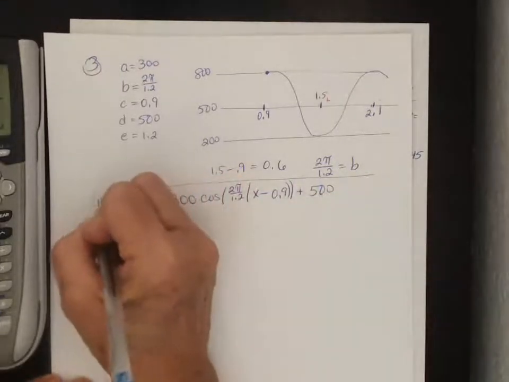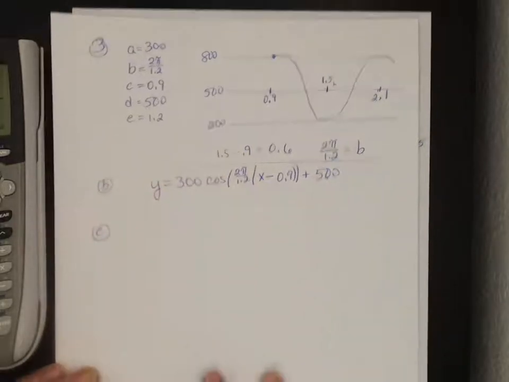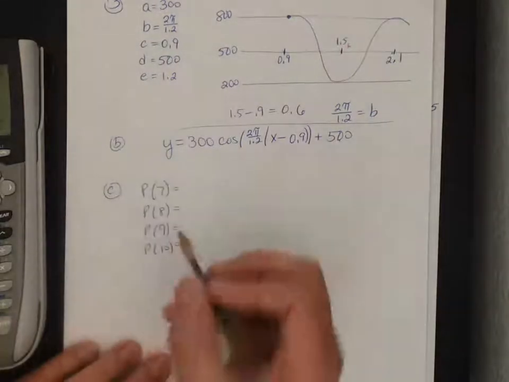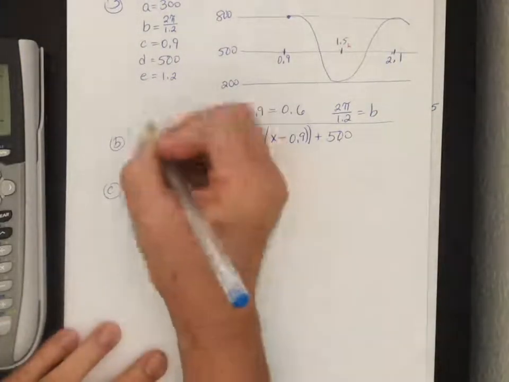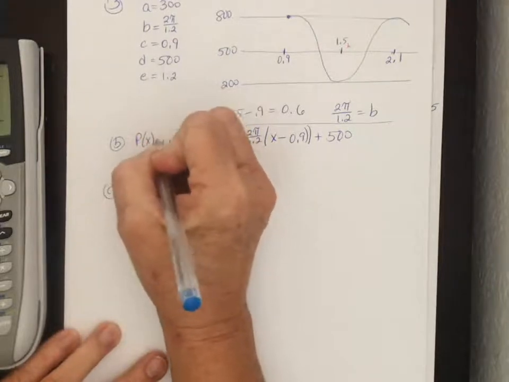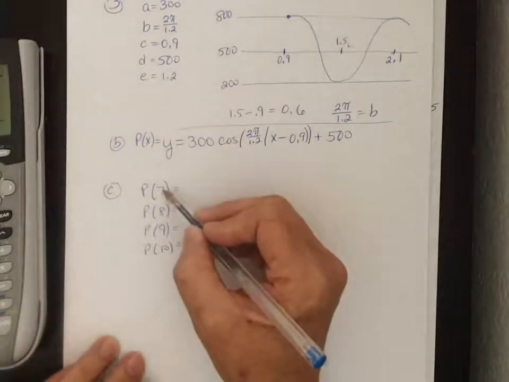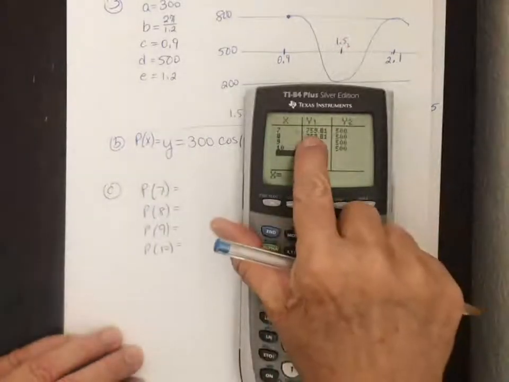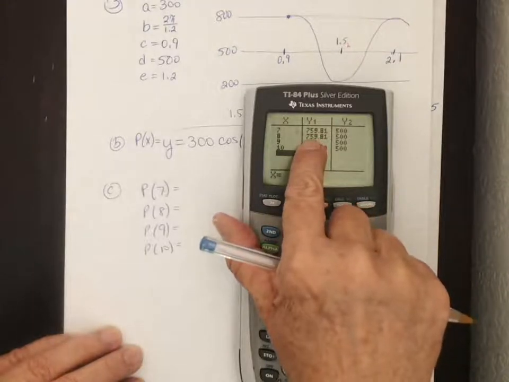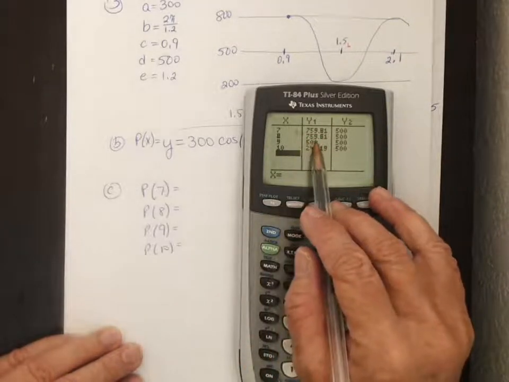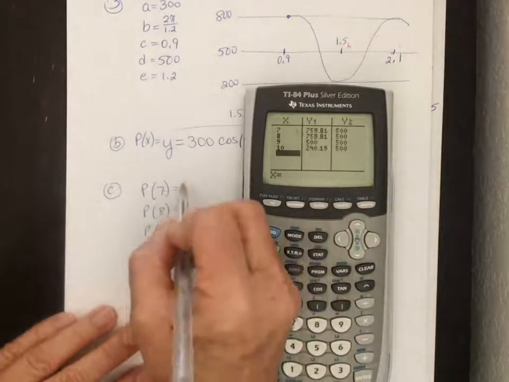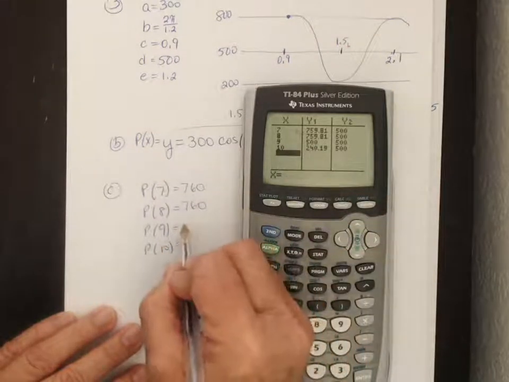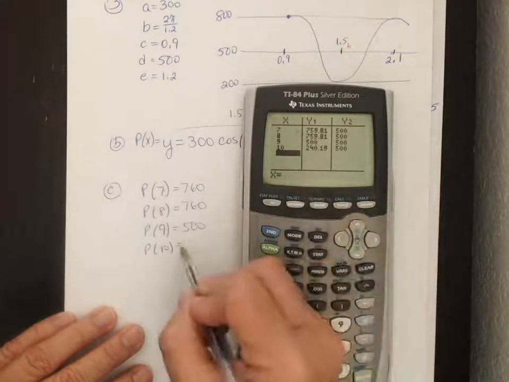So that's part B. Part C, we need to predict the population at 7, 8, 9, and 10 years. If we're predicting our population, it really means that if I call this population as a function of x, I'm going to put in a 7, an 8, a 9, and a 10. When I do that, for 7 and 8, we get the exact same population, about 760, let's say. At 9 years, we're at 500, and at 10 years, we're at 240.